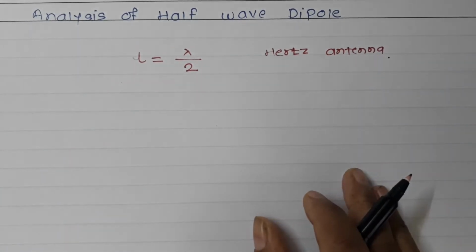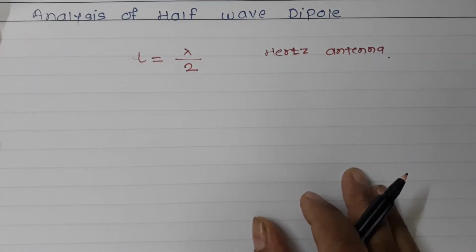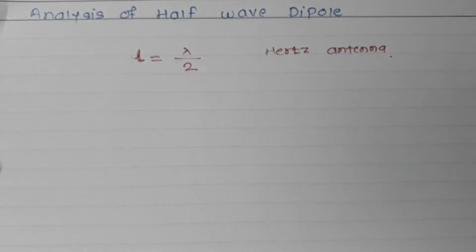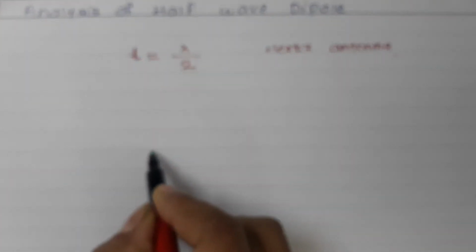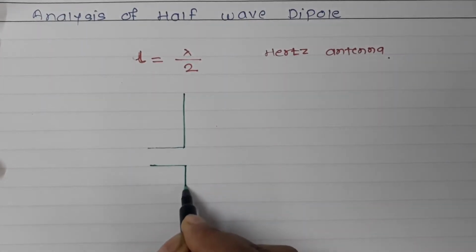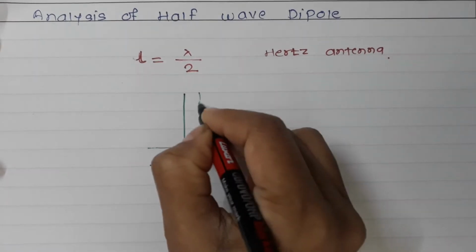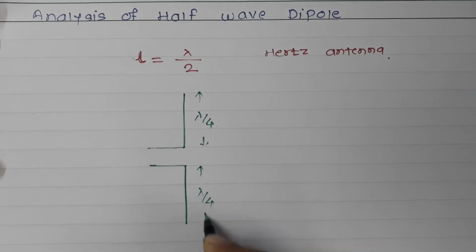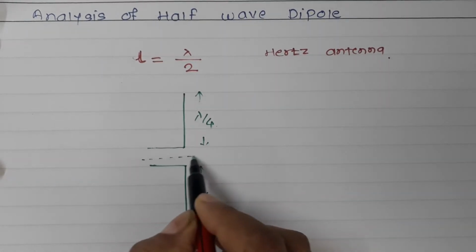The dipole antenna may be defined as the symmetrical antenna in which the two ends are at equal potentials relative to the midpoint. So it is one of the most commonly used antennas. If we see that the length of this antenna is lambda by 2, then this is the dipole antenna which has lambda by 4 length here and lambda by 4 here. And this is the feed point of that particular antenna.